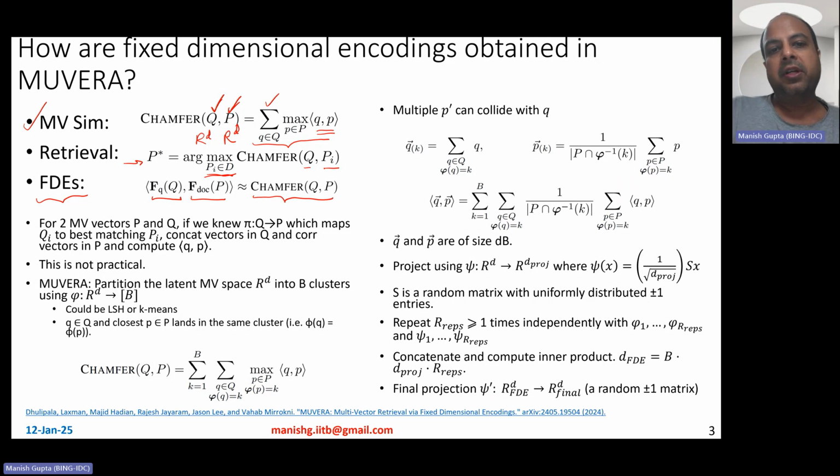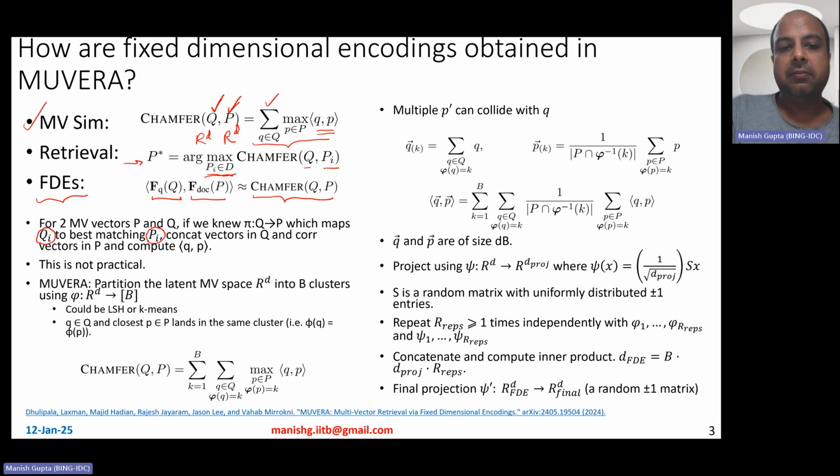Now, for computing maximum similarity, in some ways you are taking a particular token in Q and mapping it to a token in P, basically the best matching token, so to say. Let's denote this mapping by pi. This is the function which maps every token in Q to a best matching token in P. If we knew pi, to compute FQ and F doc we would just concatenate all vectors Qi in Q and concatenate all corresponding vectors Pi in P, where P is the passage of the document. That gives you capital Q and small p, and then you just compute the inner product. So that solves the problem.